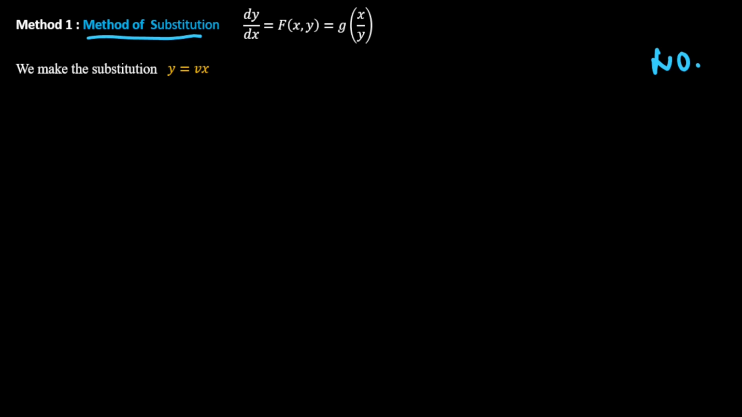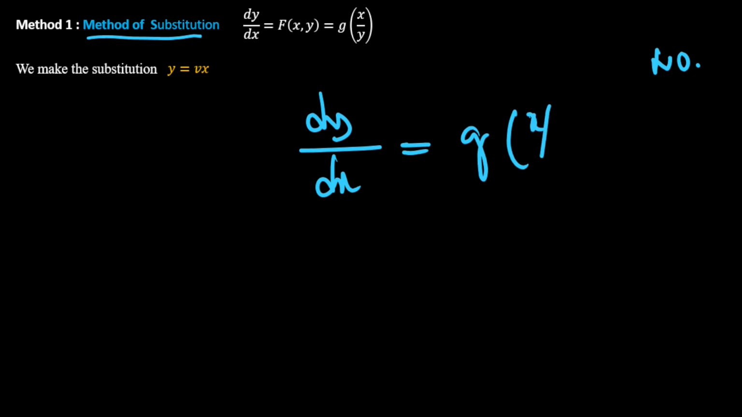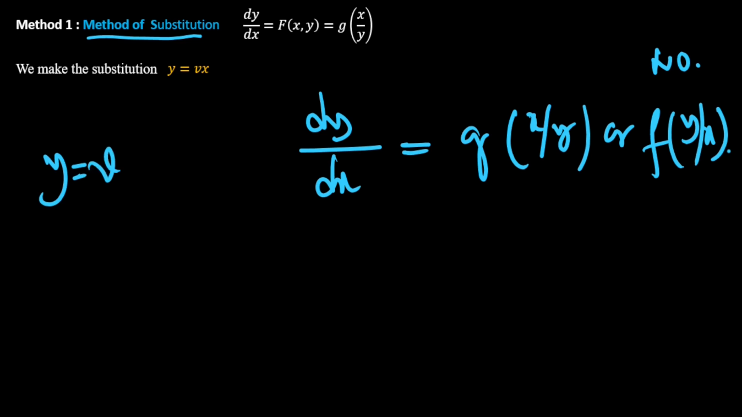One common case is when a differential equation can be written as a function of y by x. Suppose our differential equation we can write in this form, dy dx is equal to some function of x by y or some function of y by x. Then we apply a suitable substitution, that is y is equal to vx. Then we get a simpler differential equation. We usually solve these differential equations. Let's understand this method with an example.